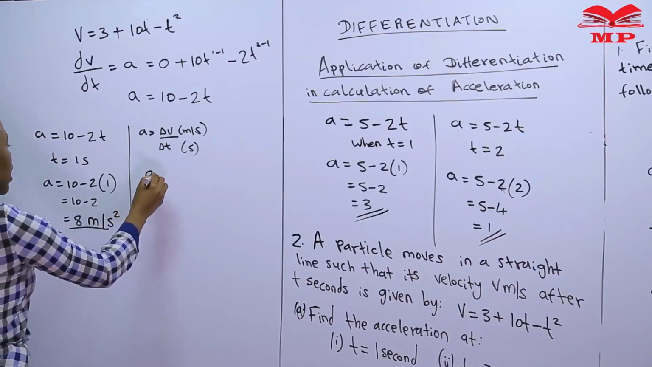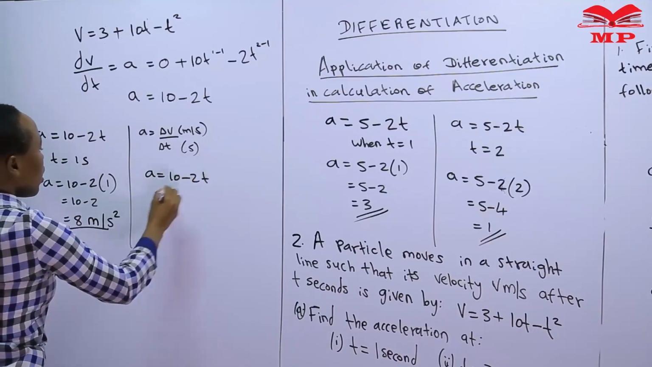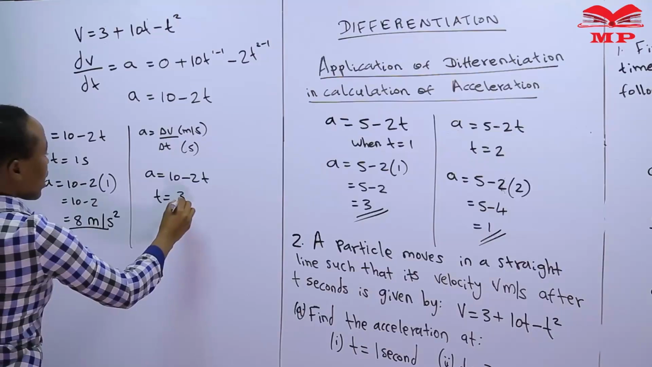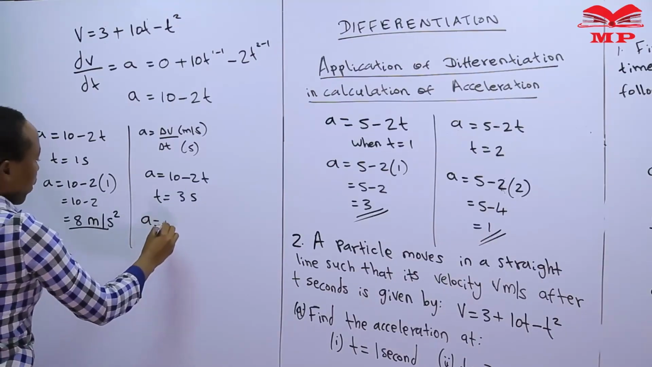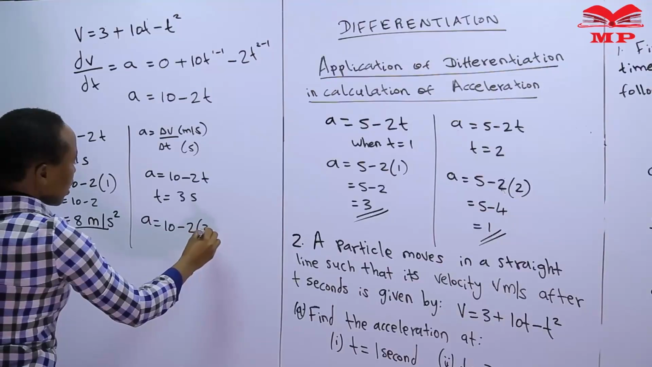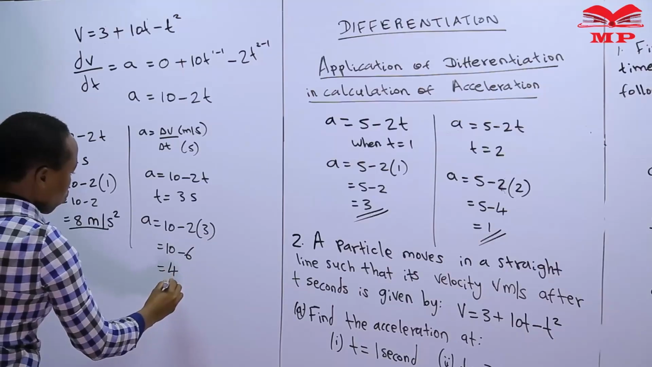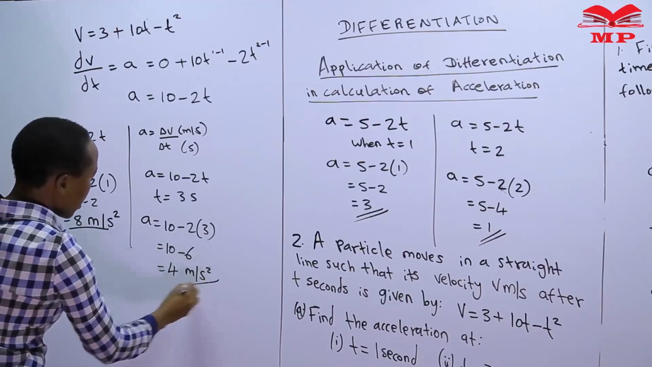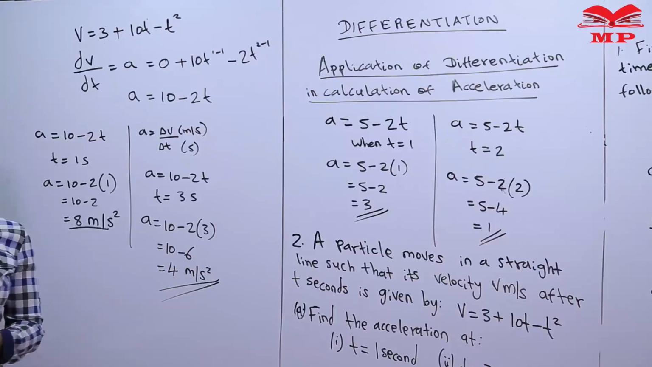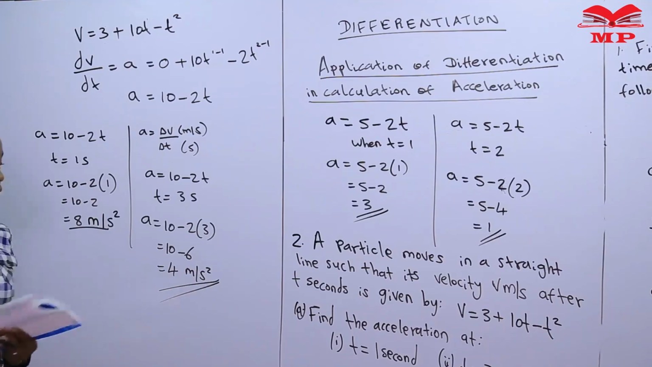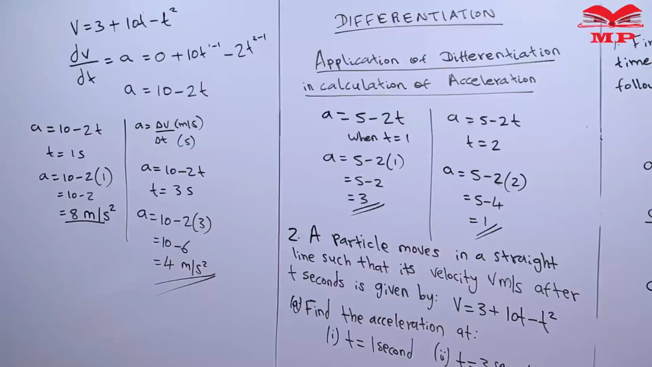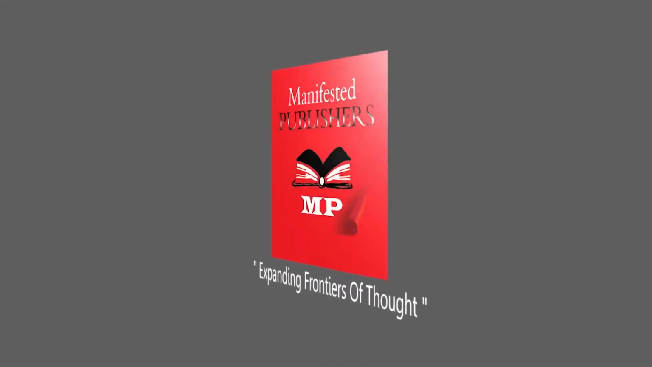Then again we need to get the acceleration. We have a is equal to 10 minus 2t. We need to get the acceleration when time is 3 seconds. So our acceleration will be 10 minus 2 and our t is 3. So we end up getting 10 minus 6, which is equal to 4 meters per square second. That will be our acceleration. That is 4 meters per square second. Then finally in that question, part B of the question, in part A we are finding the acceleration when t is 1 second and when t is 3 seconds.